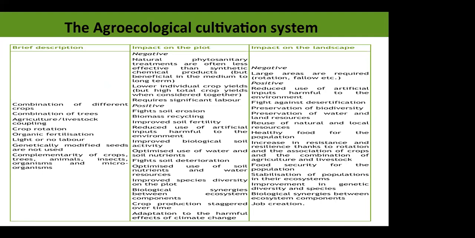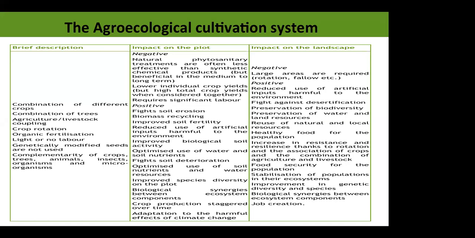So what are the impacts on the plot level, the negative impact on the plot level? The natural phytosanitary treatments are often less effective than synthetic chemical products, but beneficial in the medium to long term. It takes time for you to understand what natural pesticide to use for this crop. If you don't have knowledge, you have to do a lot of research. You have to do a lot of asking. You also have to do a lot of trials on your own.